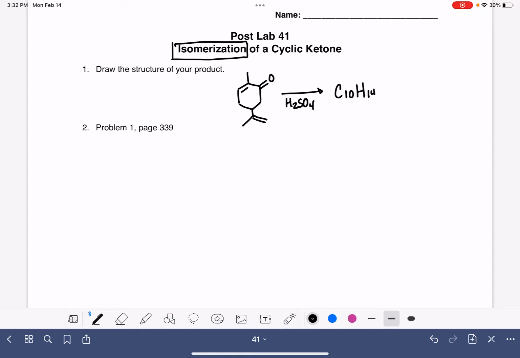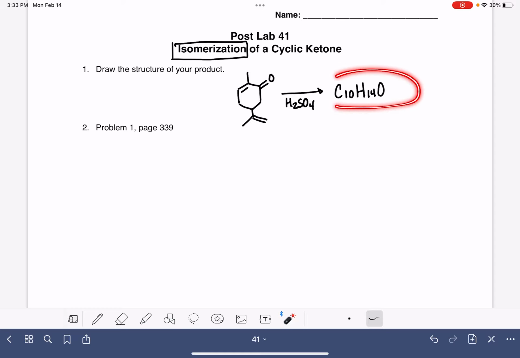The book tells you that its formula is C10H14O, 1, 2, 3, 4, 5, 6, 7, 8, 9, 10 carbons. So they're all still there. The oxygen is there. 1, 2, 3, 4, 5, 6, 7, 8, 9, 10, 11, 12, 13, 14. All 14 hydrogens are still there. You just need to come up with a new molecule.